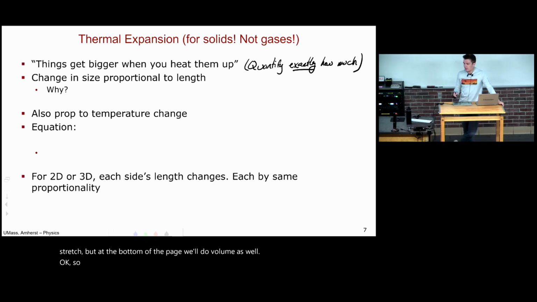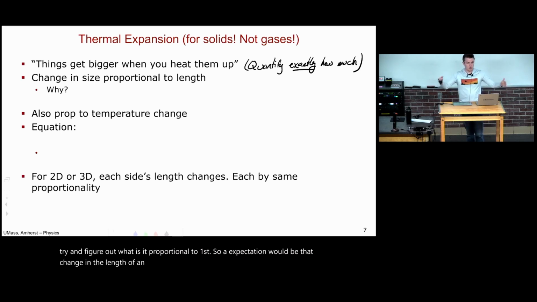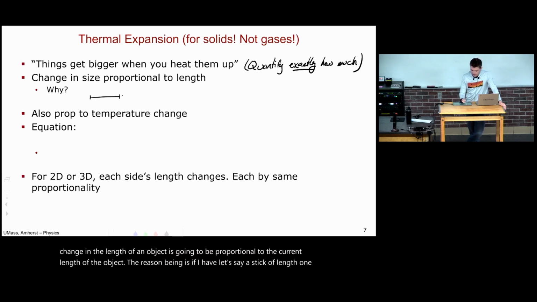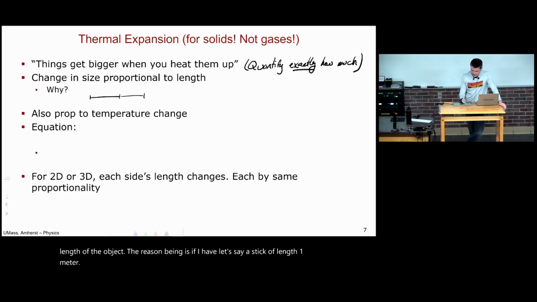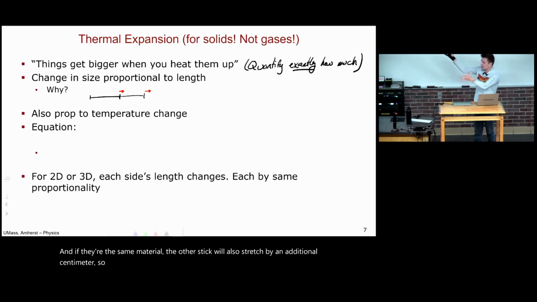Okay, so in trying to build this formula for how much an object stretches, you try and figure out what it is proportional to first. An expectation would be that the change in the length of an object is going to be proportional to the current length of the object. The reason being, if I have a stick of length 1 meter, and then a second stick of length 1 meter, if one stick stretches by 1 centimeter, and they're the same material, the other stick will also stretch by an additional centimeter. So the 2 meter object has stretched twice as much as each little object making it up.